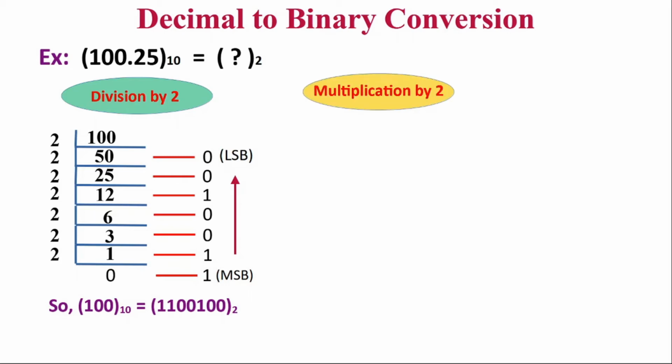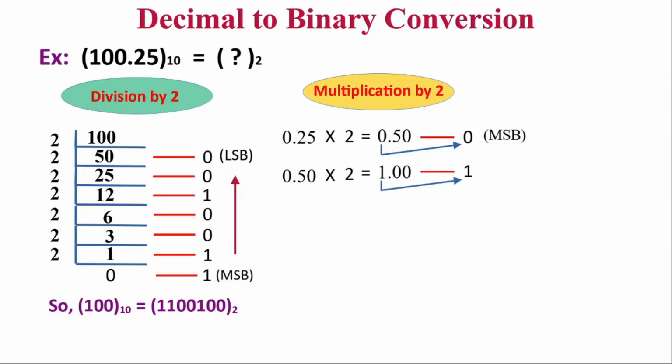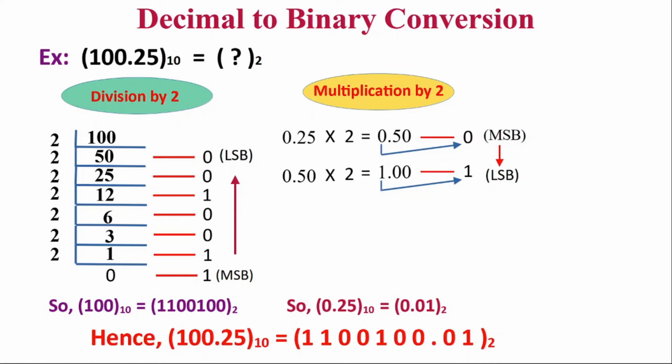Next, for fractions, we have to perform the repeated multiplication by 2. Here, performing the first operation, we get 0.50 and this 0 is our MSB. Performing the second operation, we get 1, which is our LSB. Next, read down. So 0.01 is the binary equivalent of decimal fraction 0.25. Hence, 1100100.01 is the binary equivalent of the decimal number 100.25.